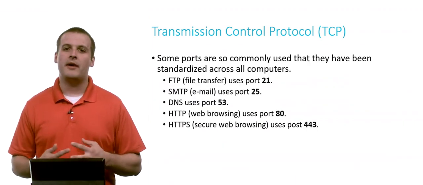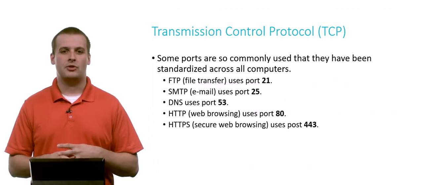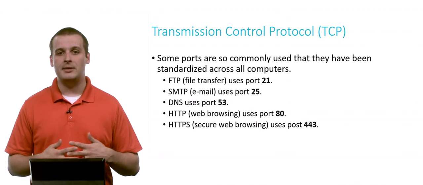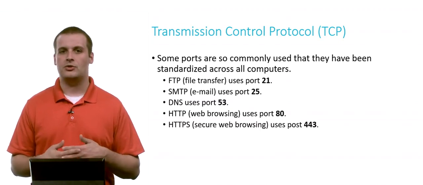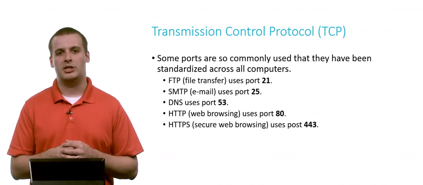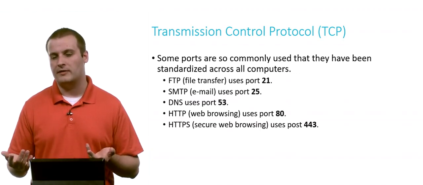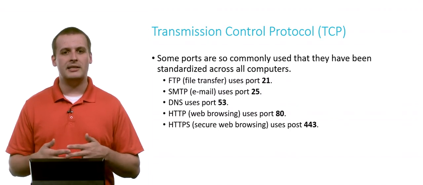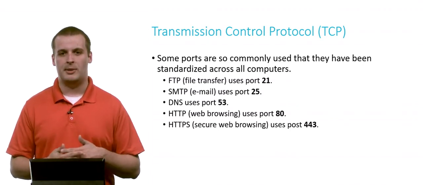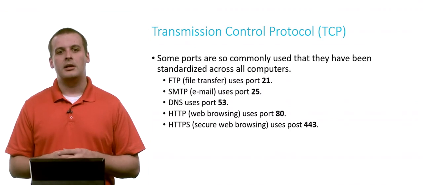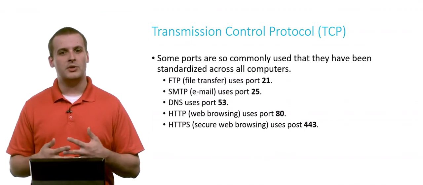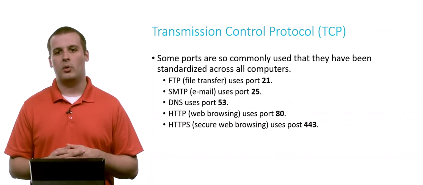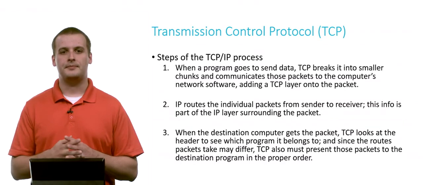Some of these port numbers are very commonly used, and they've been standardized across all computers by pretty much every computer manufacturer now. So there's something called FTP, the File Transfer Protocol, which is used to transmit files, as you might expect, from one machine to another. That uses port 21 conventionally. Email, SMTP, uses port 25. DNS, the domain name system, which we talked about in our Internet Primer video, uses port 53. If you're ever browsing the web, you're pretty much always using port 80, unless you're browsing the web securely, secure web browsing, using port 443.